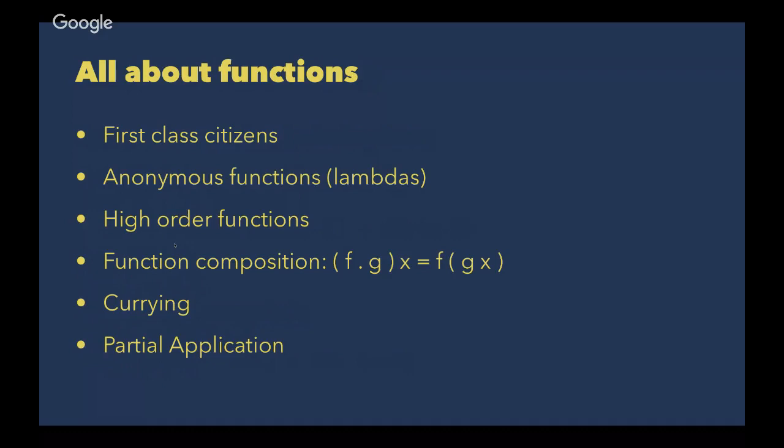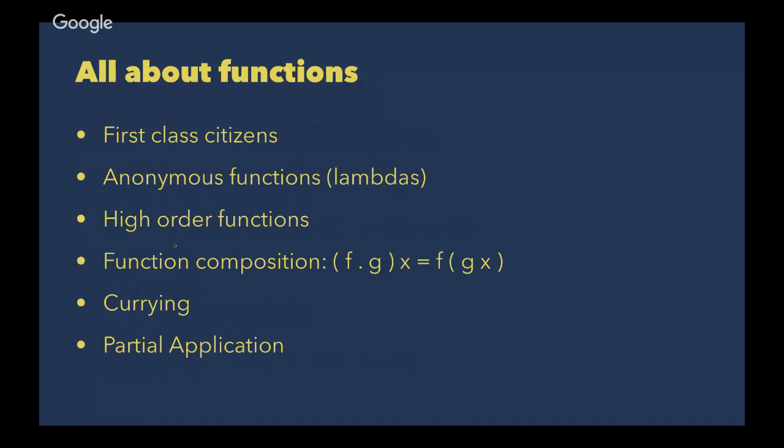Okay, higher order functions, and this is something you're going to see a lot in functional programming, are functions which either take a function as a parameter, or return a function as a return value, or both. So these are called higher order functions. For example, the map function takes a collection and a function, and applies that function to the collection.